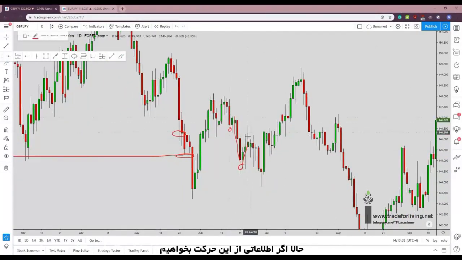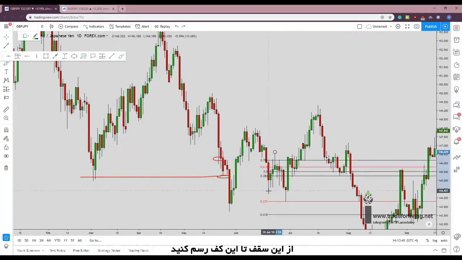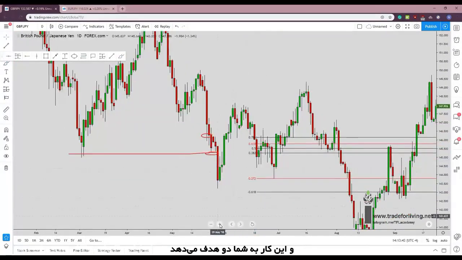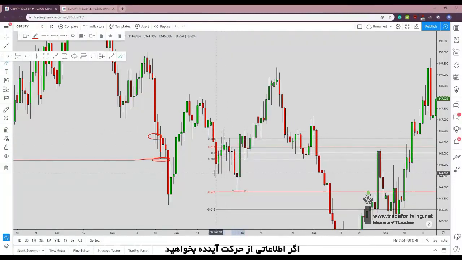But if you now want information on this impulse here, then you will clearly need to take your Fibonacci from this high to this low, and that will give you two targets. It will give you target 1, which is the minus 27. So if you want information on this impulse, again I repeat, you need to take it on this retracement.